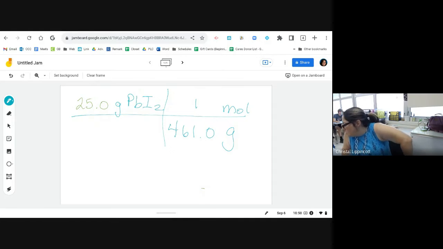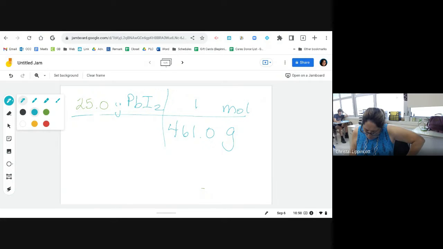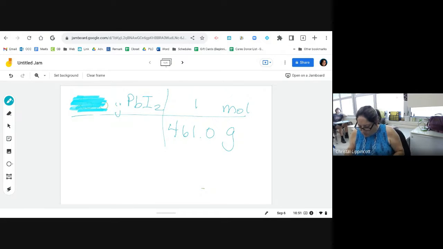How many sig figs are going to be in my answer? 3. Remember, sig figs are driven off of this value right here. Oh, that's an eraser. That's not a highlighter. I was going for a highlighter. That's not very good, though. Sorry. So that's 25. There we go. That's better, right?